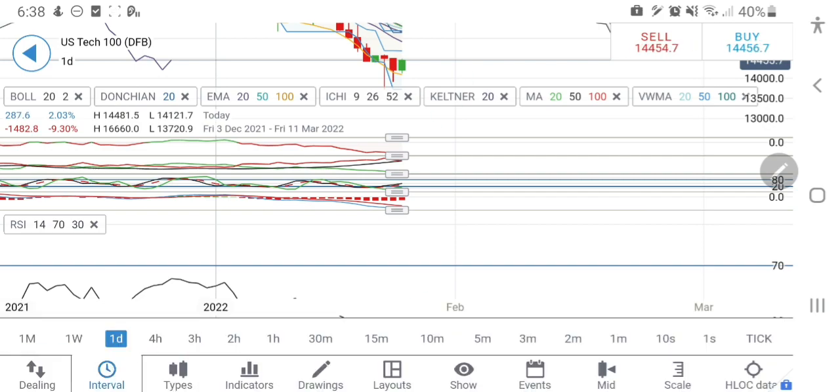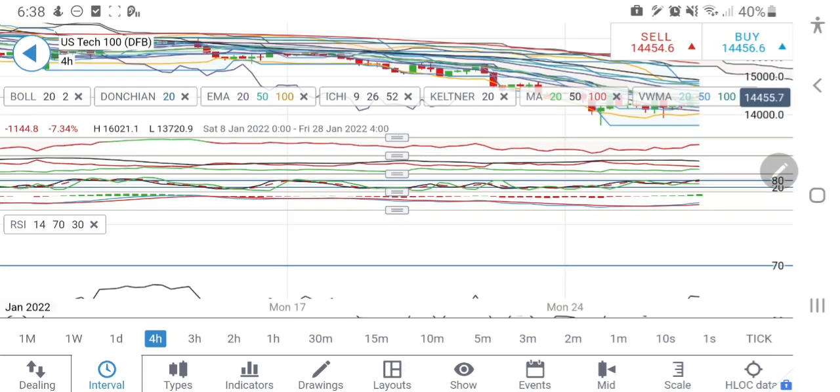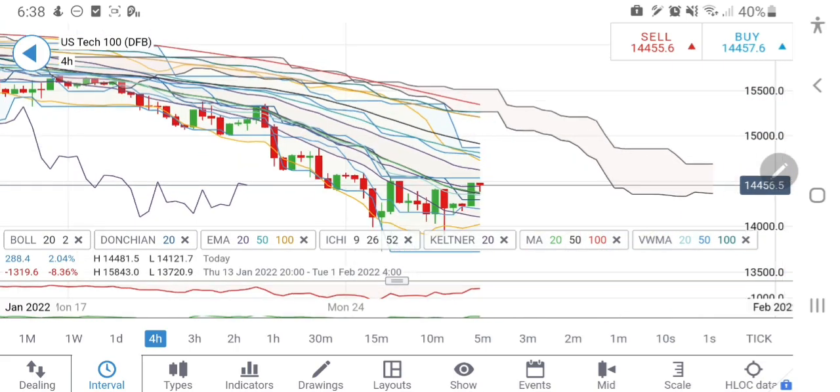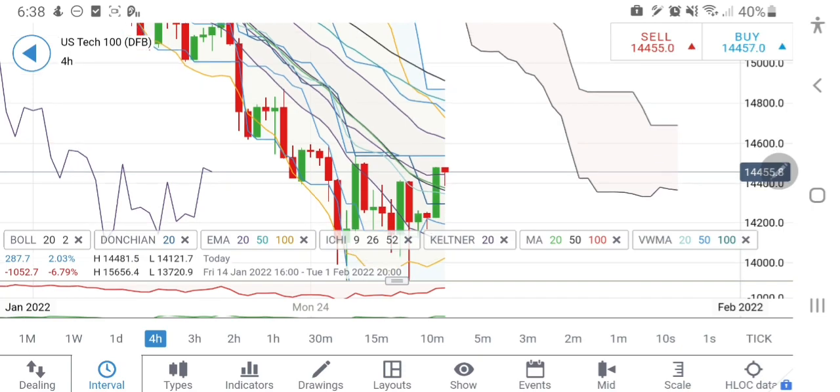Let's just have a look at the 4-hour charts also. On the 4-hour charts, let me give you a closer look. Now on the 4-hour charts, this zone till 14,350 is important. It might get a support there, then 14,300. Below that, definitely it will slide.